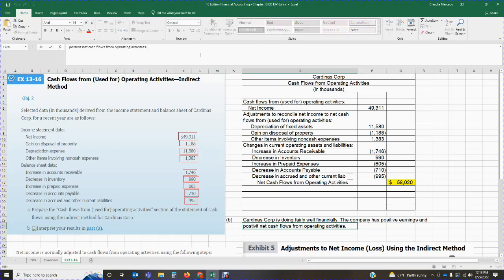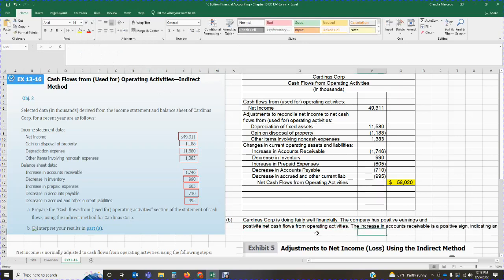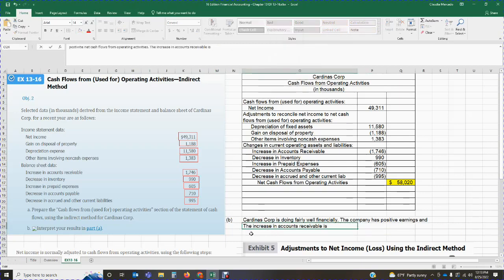We can also see that the increase in accounts receivable is a positive sign, indicating an increase in sales. So if our accounts receivable increases, that means that we are selling. It's just that they haven't paid us yet, okay? But hopefully we're going to do our job, and we're going to inquire, and we're going to make sure that we get that money collected within 30 days.